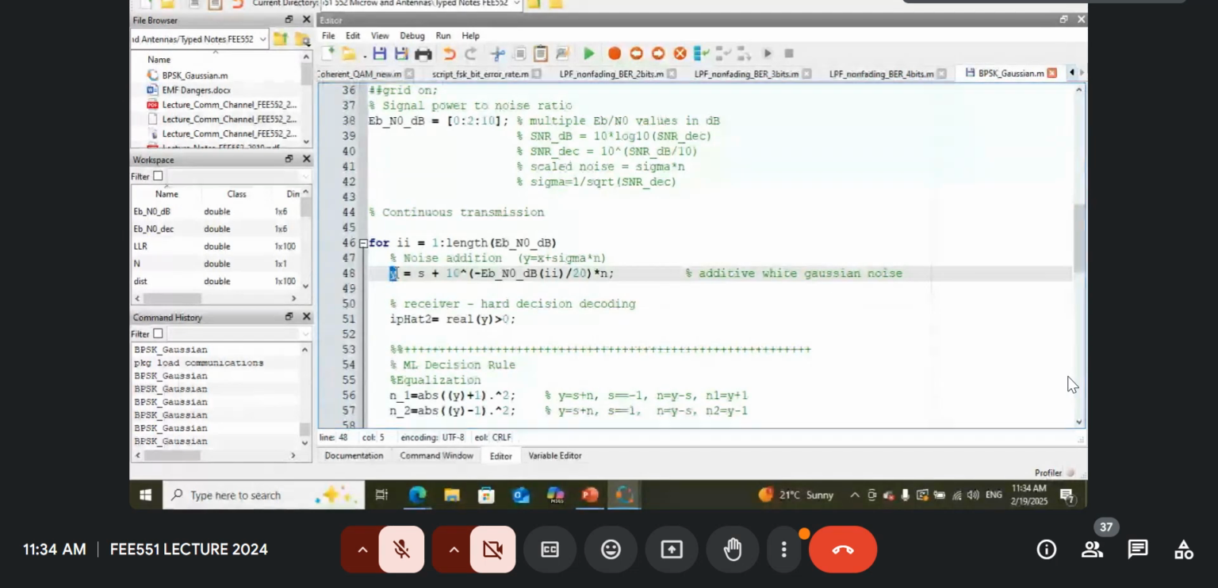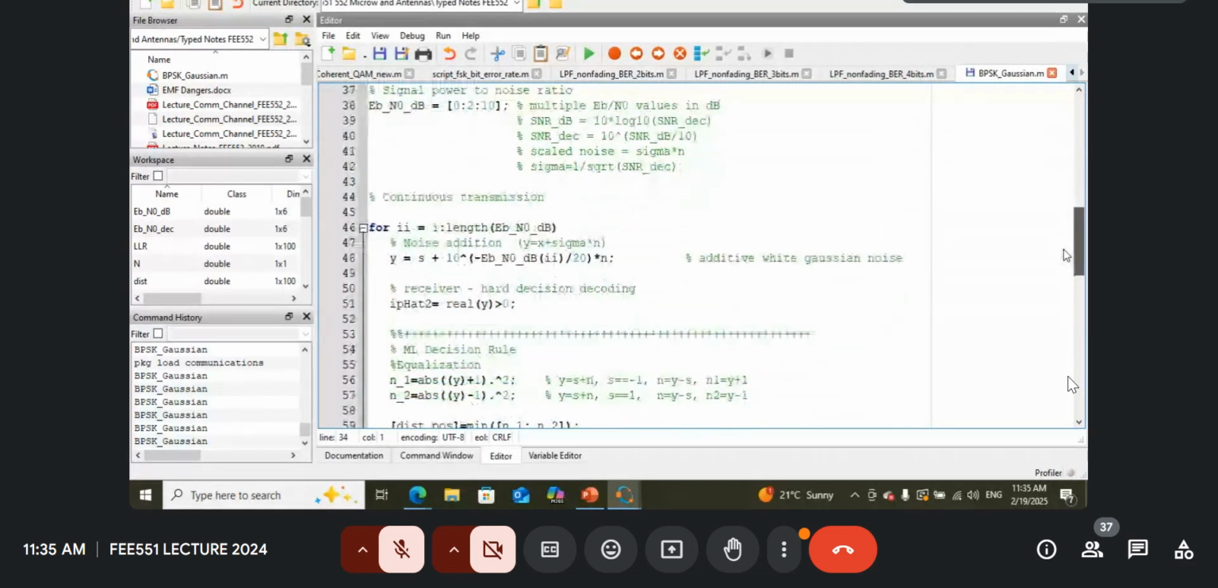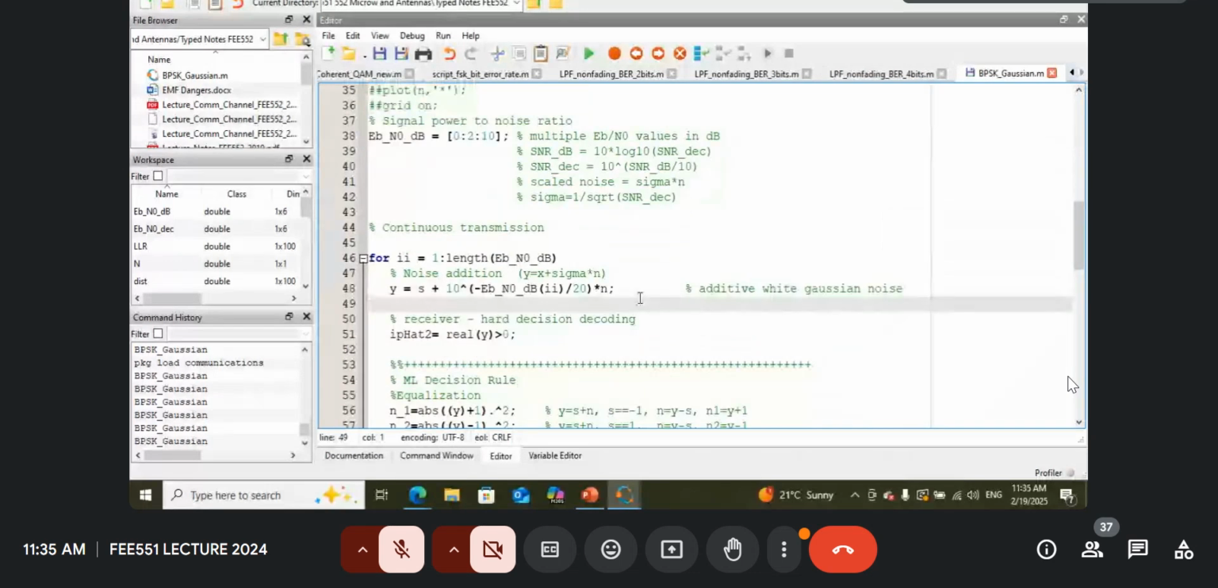Now this is called hard decision decoding. Probably you have done that on the telecom side. I don't know which semester you did. Hard decision decoding means that whatever signal you receive, you check if the value of that signal is more than 0, then you say a 1 was transmitted. If the value is less than 0, then you say that most likely it was a -1. I hope it is clear.